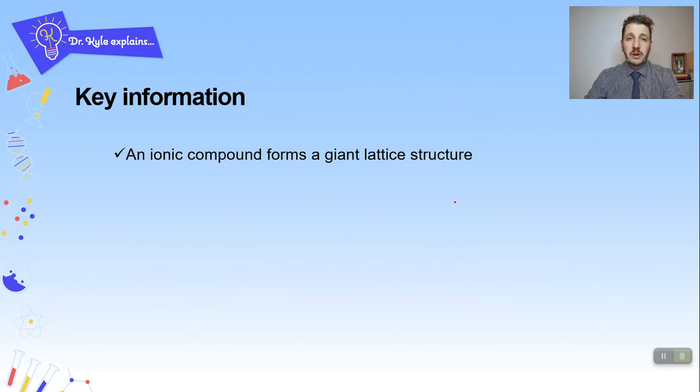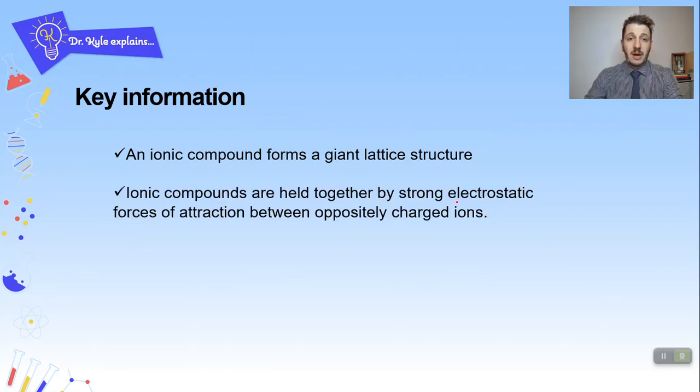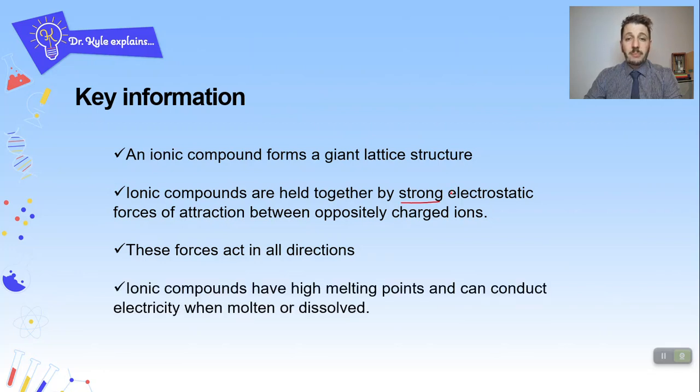Okay, so some key information for today. An ionic compound forms something called a giant lattice structure, and this is really important key language for your GCSE. Ionic compounds are held together by strong electrostatic forces of attraction, and you need to remember that they are strong, between the oppositely charged ions. These forces are acting in all directions, and so the ionic compounds tend to have very high melting points, and they can conduct electricity when molten or dissolved.